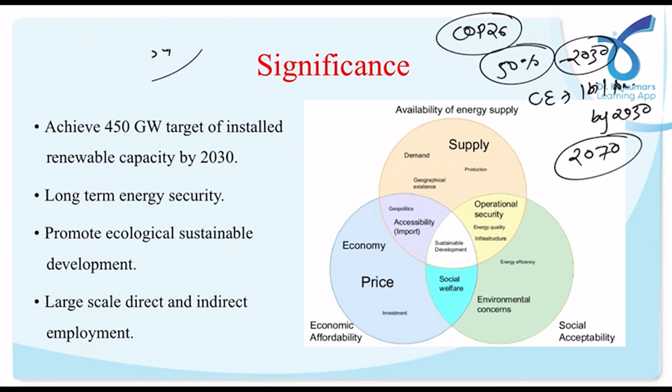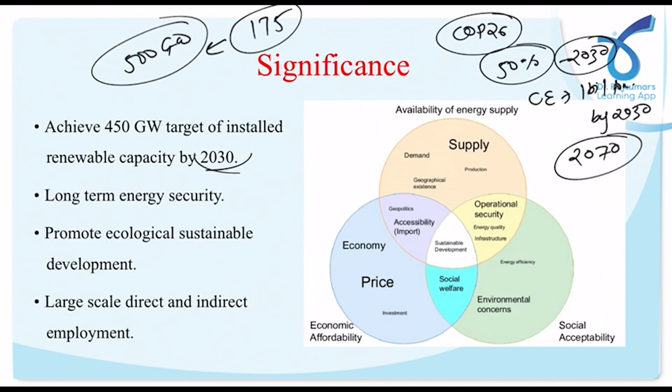If you see, according to the Paris Agreement, our commitment was 175 gigawatt, but India has increased this commitment up to 500 gigawatt. So this corridor or project will help India achieve this 450 gigawatt target of installed renewable energy capacity by 2030. Secondly, it will help India with energy security in the long run. India doesn't need to depend on the import of fossil fuel for the generation of electricity. This will also help to generate electricity at an affordable price. So India will be able to use electricity at a very low cost.